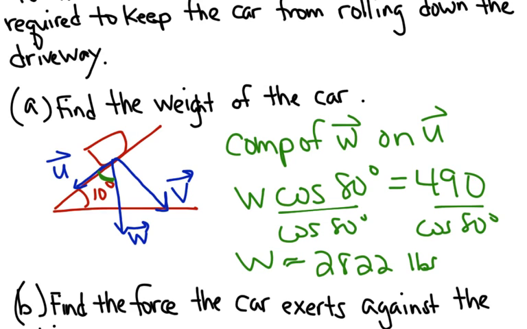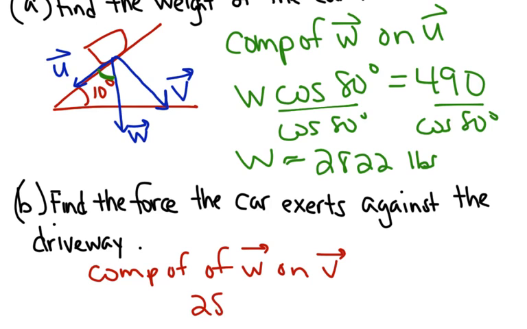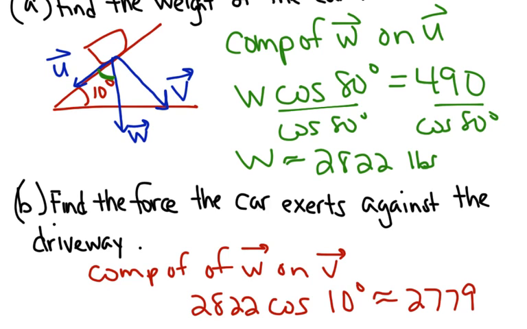Now that I know the weight of the car, I can do the second part of the problem, which is to find the force the car exerts against the driveway. In other words, I want to find the component of W on V. Alright, so I need to know the weight of the car, which is 2,822, and we're going to do the cosine of the angle between V and W, which I said is the same as the inclination of the hill. So 2,822 times the cosine of 10 degrees is going to be 2,779 approximately pounds.